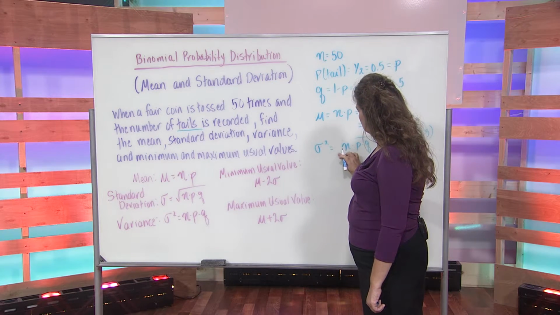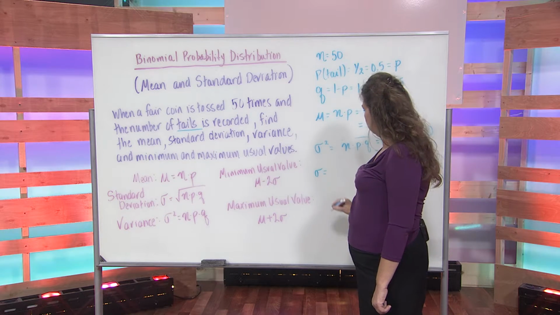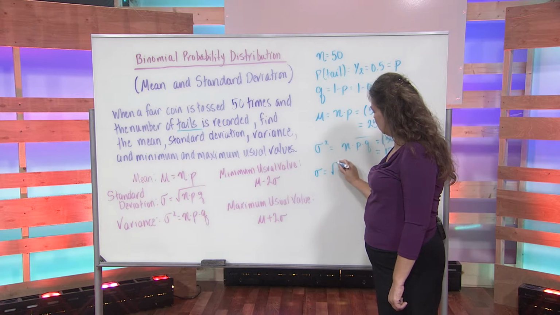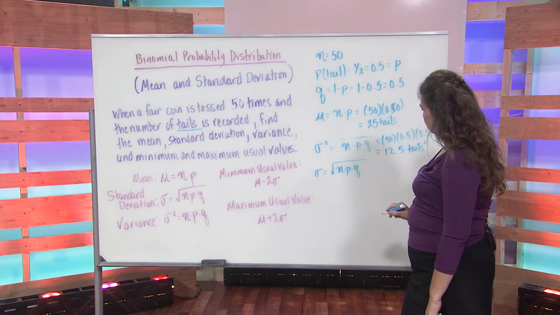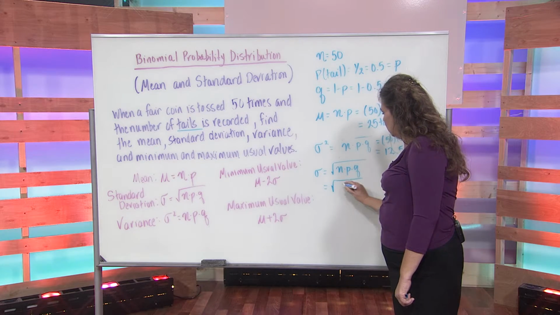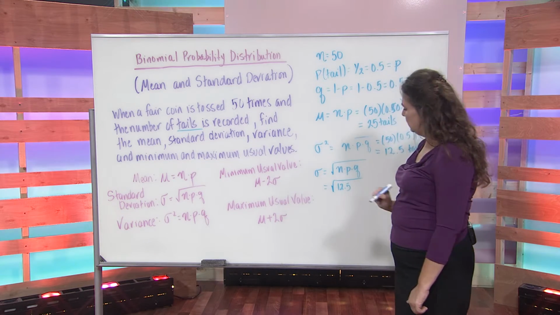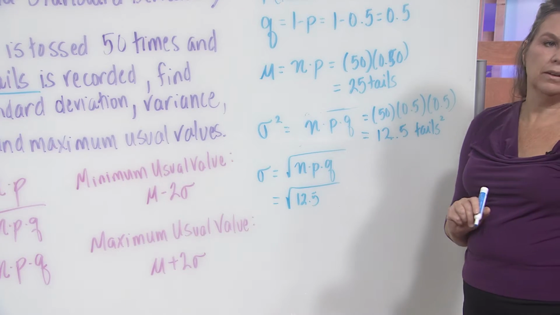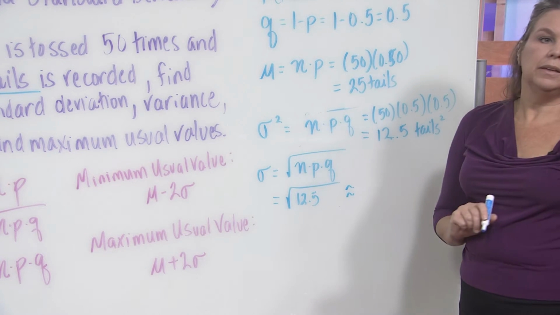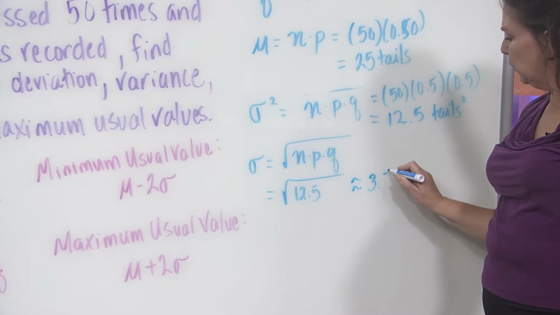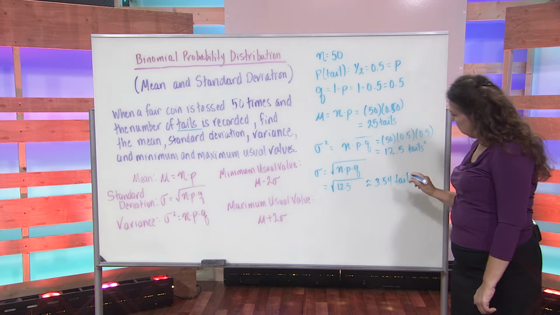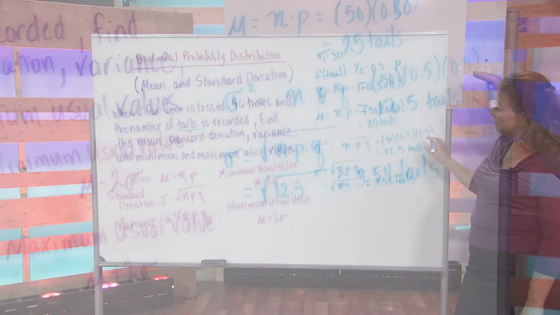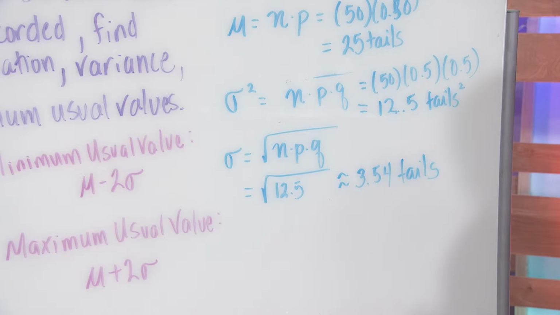So now for our standard deviation, which is sigma, it's the square root of that number. So the square root of n times p times q. So it's the square root of that 12.5 tails squared. And if we do that, we get approximately 3.54 tails. So that gives us our mean, our variance, which is sigma squared, and our standard deviation, which is sigma.